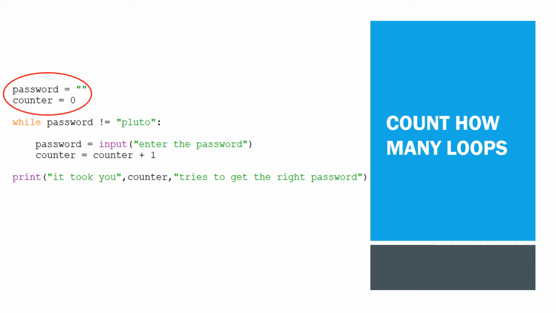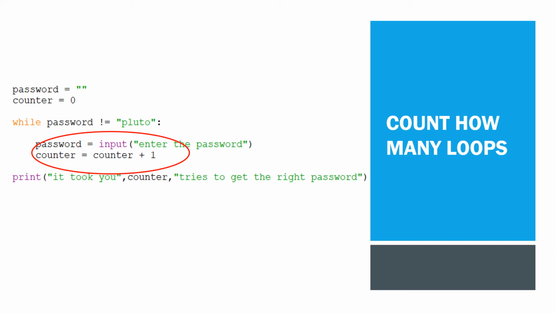We've set a password to an empty string and we've set a counter to 0. The loop will repeat as long as the password is not Pluto. With this example program, we can guarantee that the password is not Pluto to begin with. We've set it to an empty string, so the commands inside the loop will happen at least once.